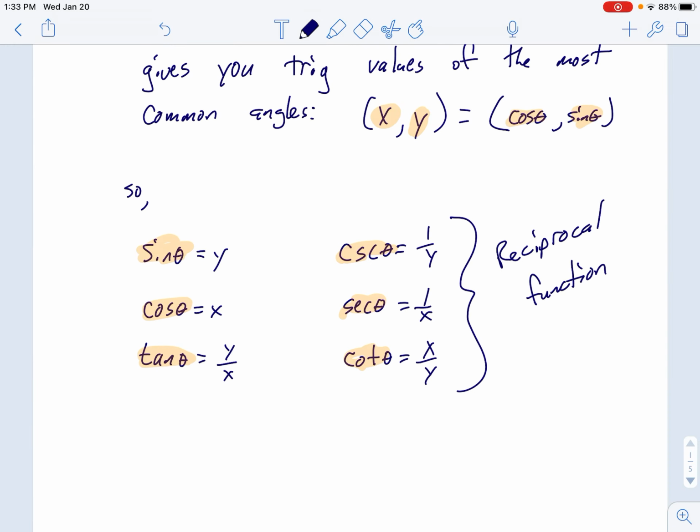Remember, if you have a variable like y and you flip it over, you put a 1 under it. That way when you flip it, it becomes 1 over y. So that kind of explains the 1 over y, the 1 over x here. Okay, that's enough of that.